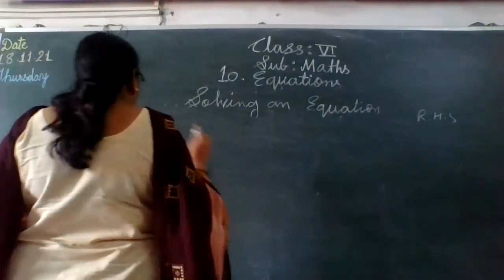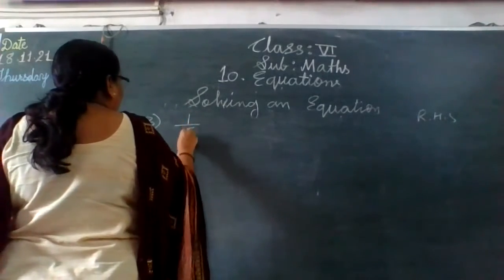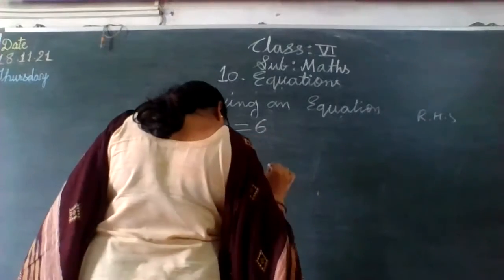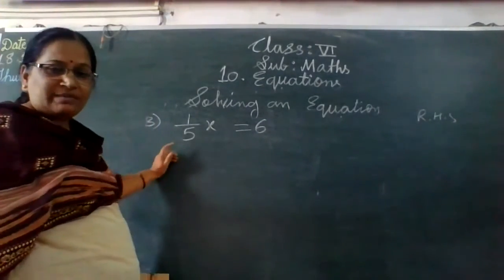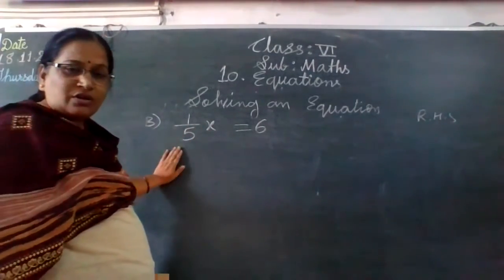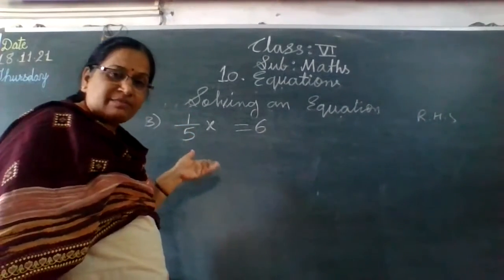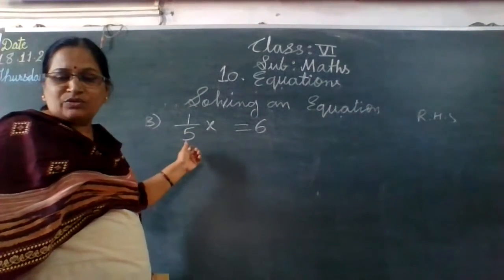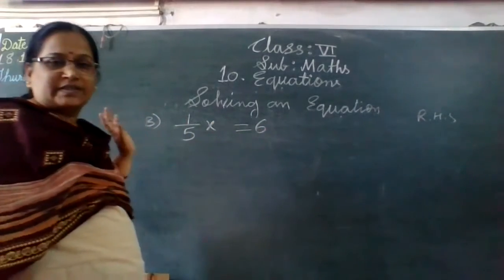It is question number 5. 1 upon 5 x equals to 6. Okay, here 1 upon 5 is x divided by 5. So we will take its opposite, multiplied by 5. So here we will use the multiplication equality on both sides.